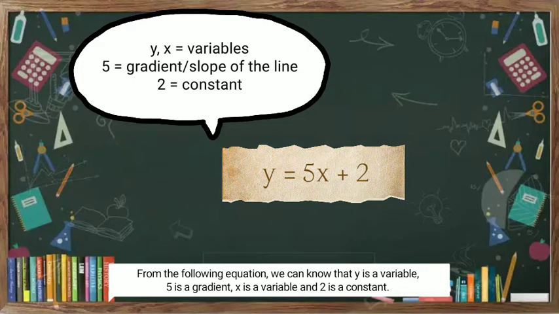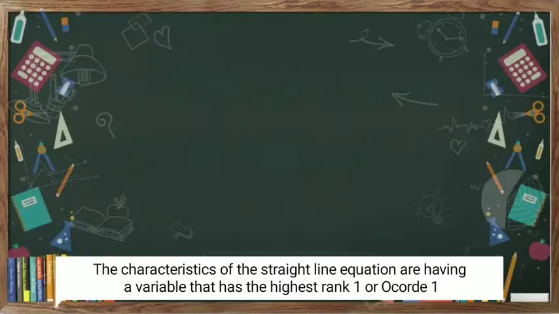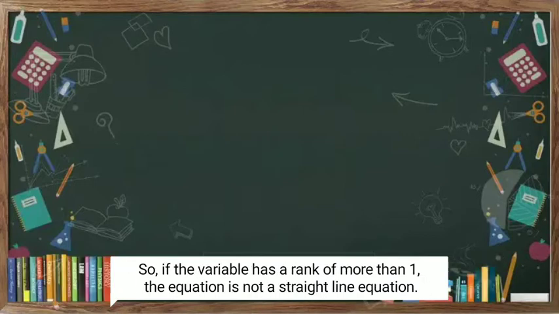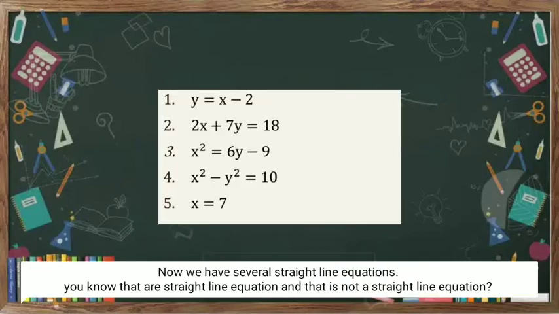2 is a constant. The characteristic of a straight line equation is having a variable with the highest rank of 1. So, if a variable has a rank of more than 1, the equation is not a straight line equation. Now we have several equations. Do you know which are straight line equations and which are not?